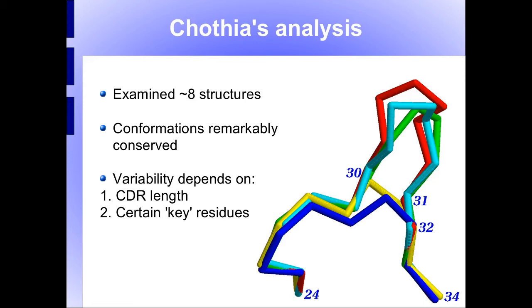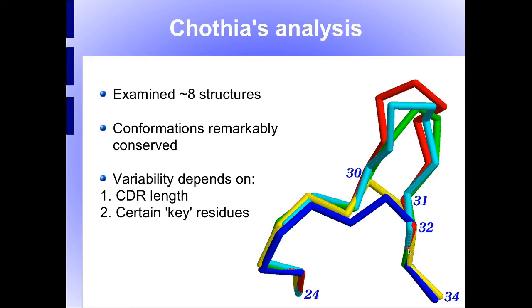So this is CDR L1. And I've shown a number of different structures here of different lengths. So in dark blue, we have one that's 10 residues long. And in red, I believe that one is 17 residues long. The yellow one is 11 residues. And what you can see is that if you ignore this little section over on the right here, this kind of rabbit ear that sticks up, the structure of the rest of the loop is remarkably conserved.